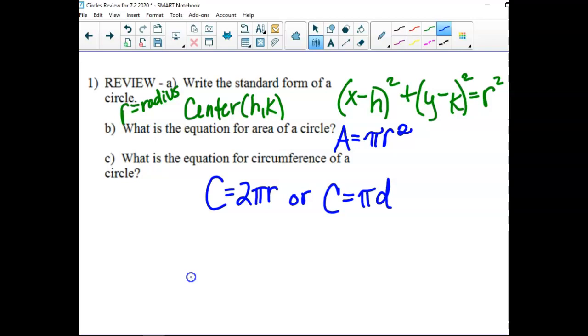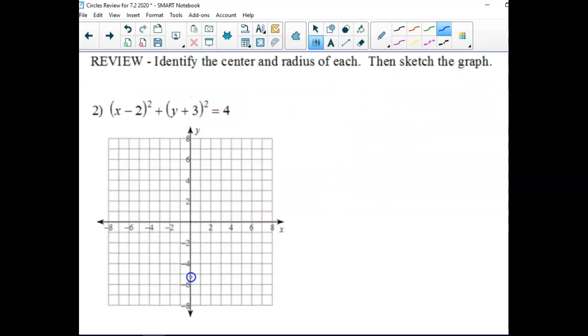Martin, are you doing this? This is the new packet. We good? Okay, you might have to get it from someone else if you didn't get it yet.